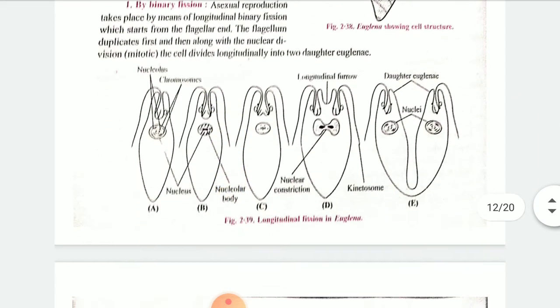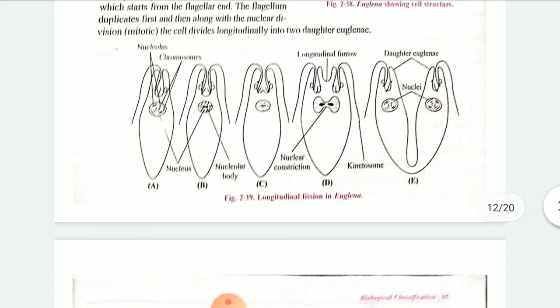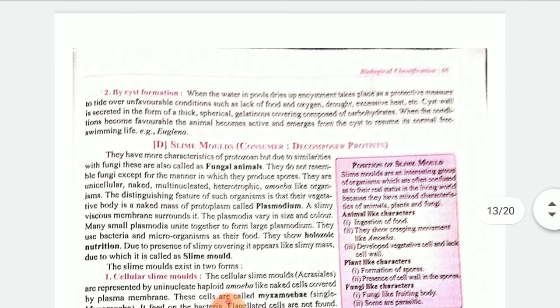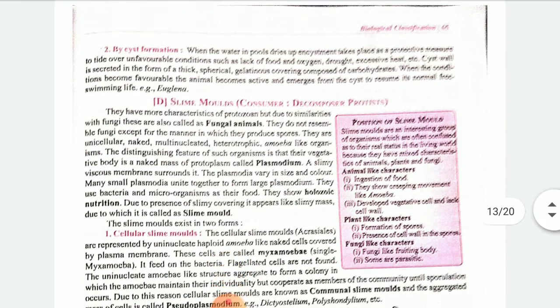Okay, children. Reserve food material may be carbohydrate similar to your glycogen. Reproduction, as you can see, is by binary fission, one cell will divide into two, okay, or by cyst formation. During unfavorable conditions they are going to form a cyst, and that cyst is going to burst when they get favorable conditions.